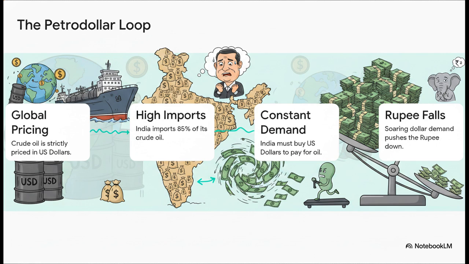Step 1. Global crude oil is strictly priced in US dollars. Step 2. Since India imports 85% of its oil, it has absolutely no choice but to constantly buy billions of US dollars to pay its energy bills. Step 3. This creates a permanent, massive demand for dollars. Step 4. This soaring demand for the greenback automatically pushes the rupee's value down. It's an automatic cycle that is incredibly hard to break.